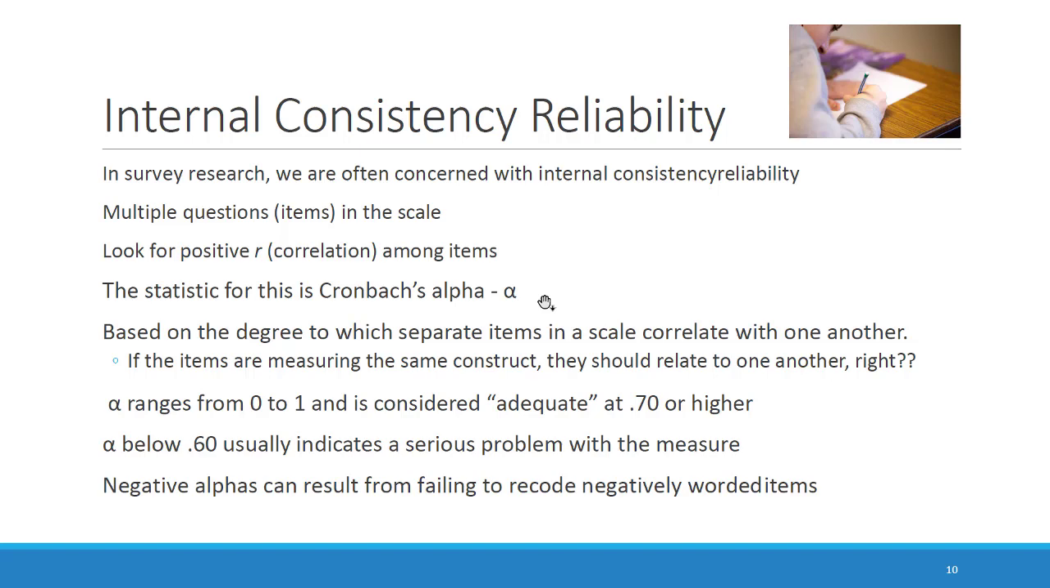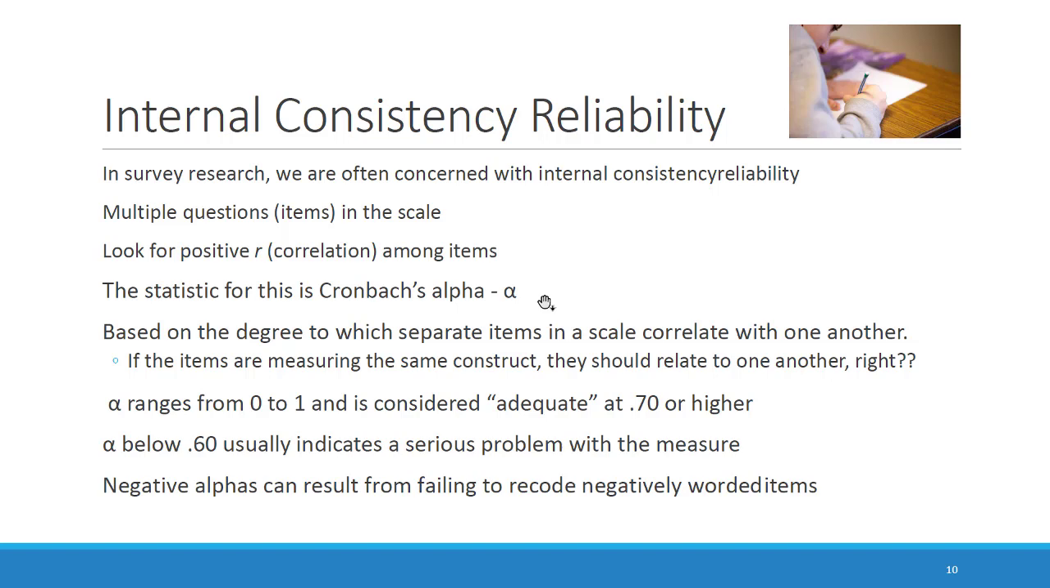So if the items are measuring the same construct and they are coded in the same direction, all meaning higher levels of job satisfaction, or higher levels of whatever construct you are assessing, higher numbers meaning higher levels, then they should relate to one another, correct? Well, I'll give you an example on the next slide to walk you through that.